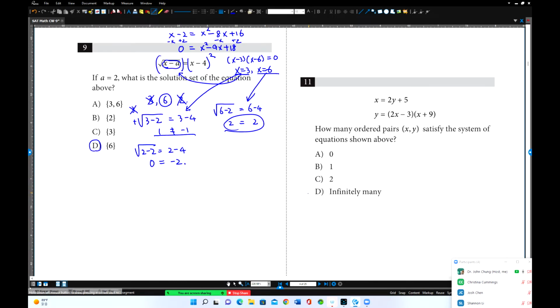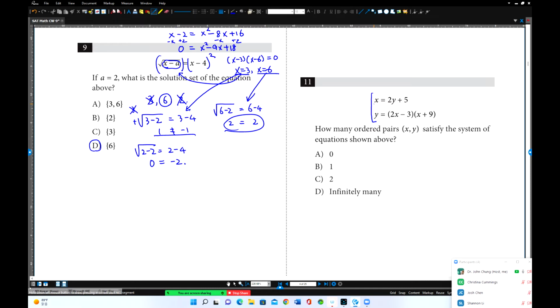Alright, number 11. We have x equals 2y plus 5, which is what? A system of equations. You have two equations, two variables, right? We said system of equations. At this time, how many ordered pairs? That means how many solutions are there? Another word is how many intersections? Each intersection has one ordered pair. So we're going to find how many intersections there are.